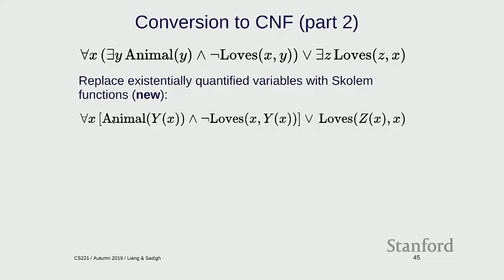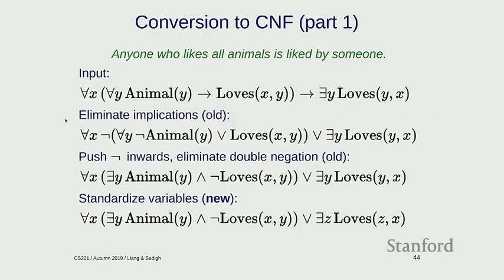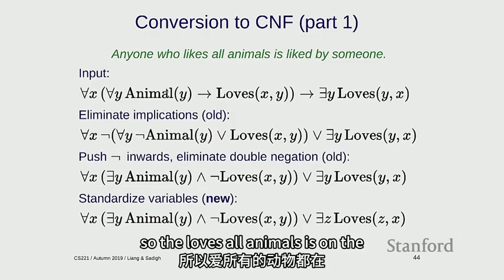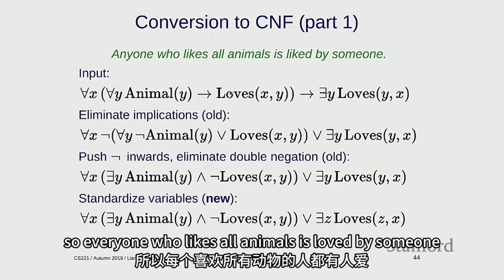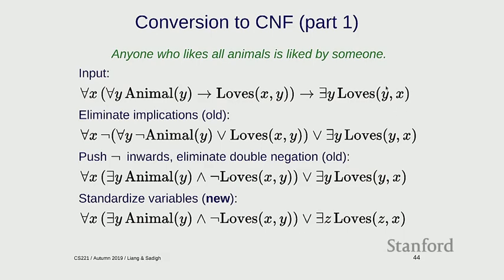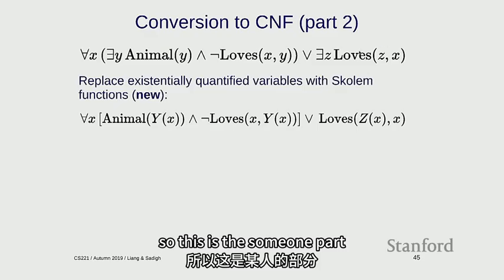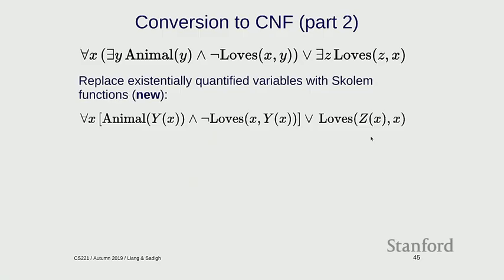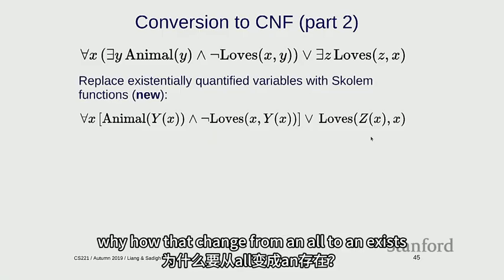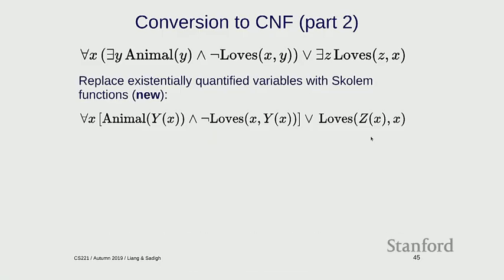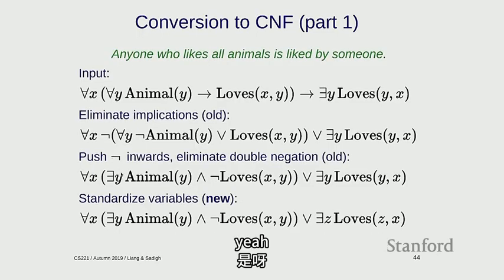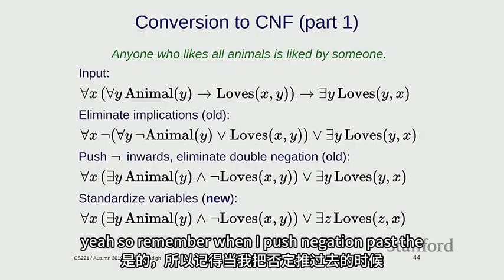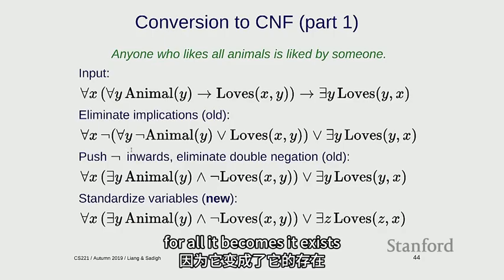Yeah? Wasn't it loves all animals, not just one animal? So loves all animals is in the first part. So everyone who likes all animals is loved by someone. So this is the someone part. Oh, I'm just wondering on the exists y for animal y, how that changed from an all to an exists. Because here I push the negation inside. Yeah. So remember when I push negation past the for all, it becomes exists.